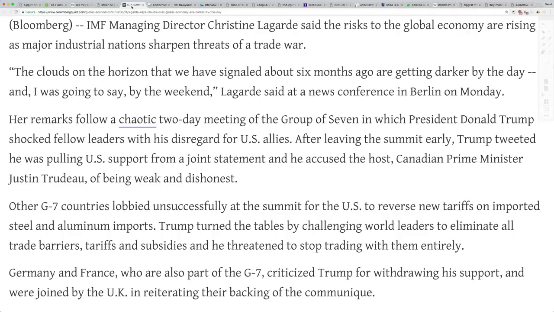The IMF always likes to stick their nose into everybody's business, and here Christine Lagarde said that the risks to the global economy are rising as major industrial nations sharpen threats of a trade situation. The clouds on the horizon that we signaled about 6 months ago are getting darker by the day, and I was going to say by the weekend.